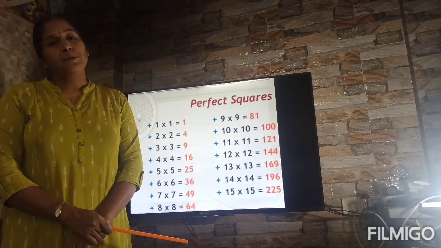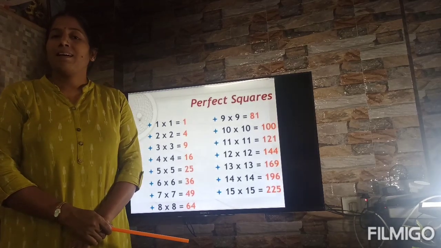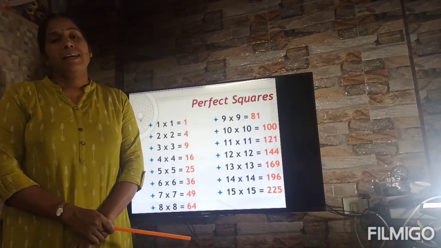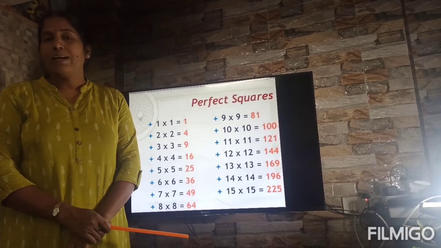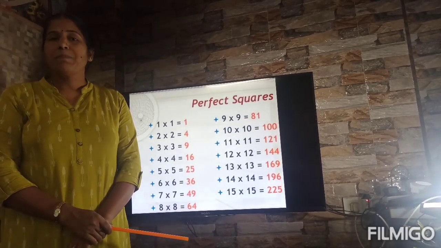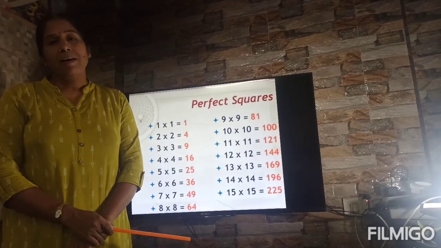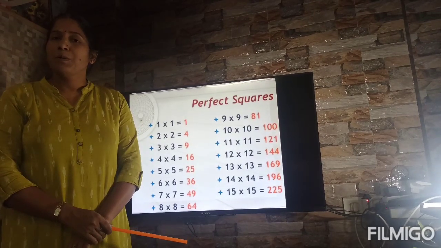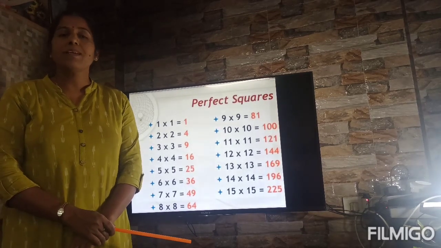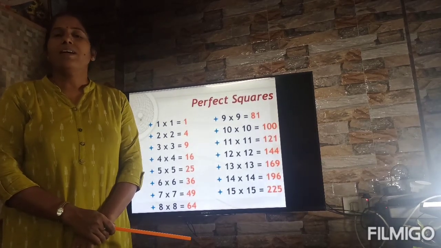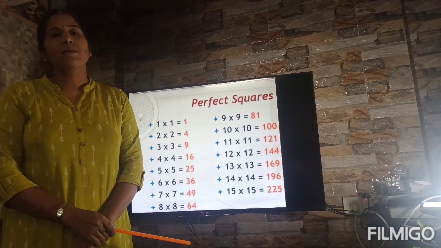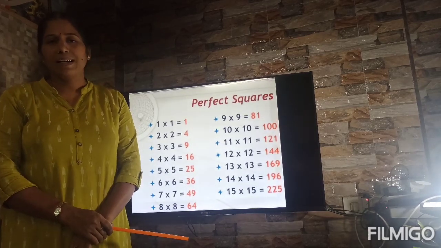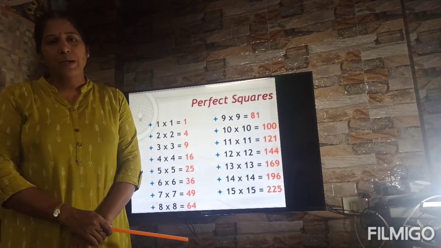In that, you should first know tables. Tables 2 to 20, you should practice properly. Daily practice one line, then when you know up to 20 tables properly, you can do sums very easily. Okay, that I am not going to teach. You have to practice yourself. Daily one line of table, practice up to 20.